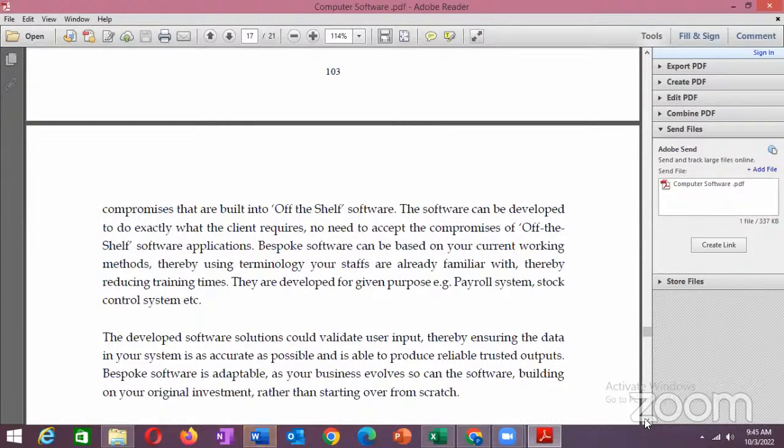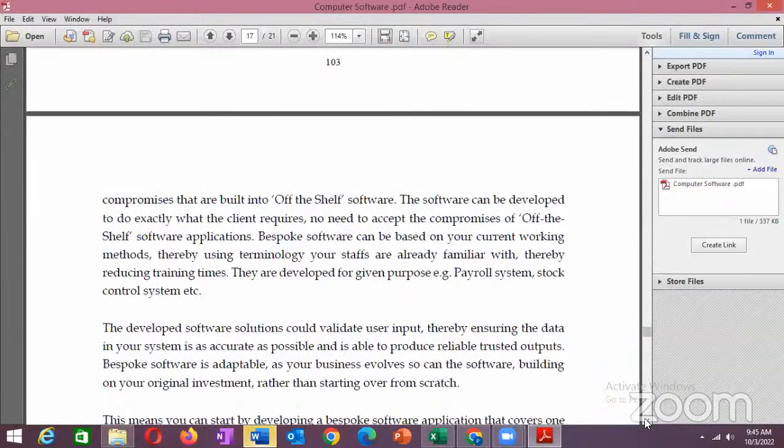So bespoke software can be built on your current working method, thereby using terminology your staff are already familiar with, thereby reducing training times. They are developed for a given purpose, for example, payroll system, stock control system.